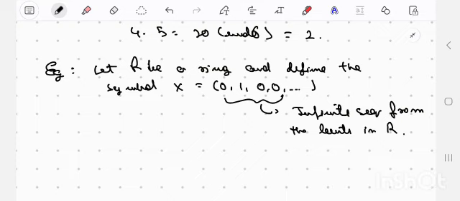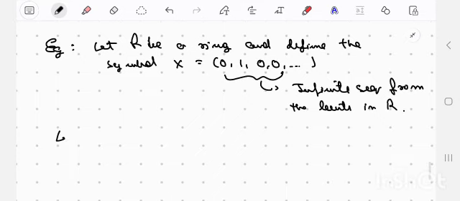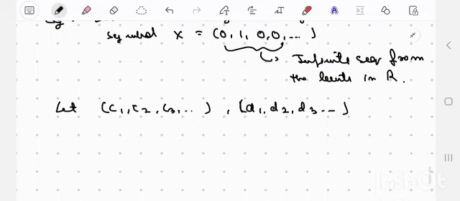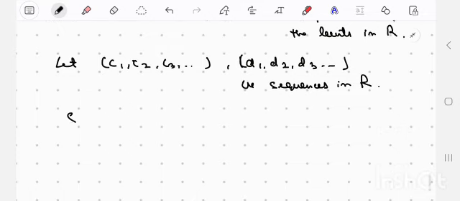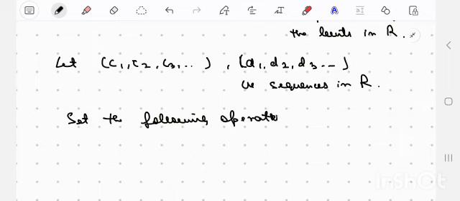Now let C1, C2, C3 and so on, and D1, D2, D3 and so on be sequences in R. So what we are basically doing is choosing arbitrary elements from R and making an infinite ordered tuple. You can think of it in that way. Now set the following operations. I think you have never seen such an introduction to polynomials, so it is a good thing to know.